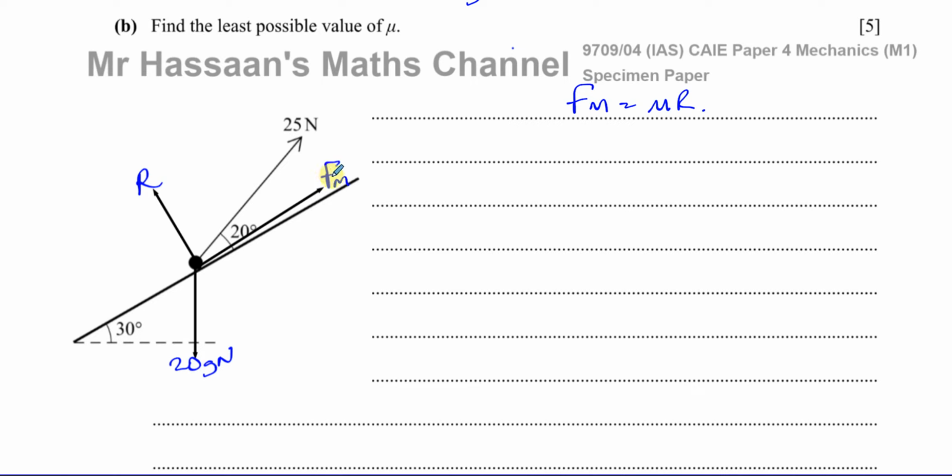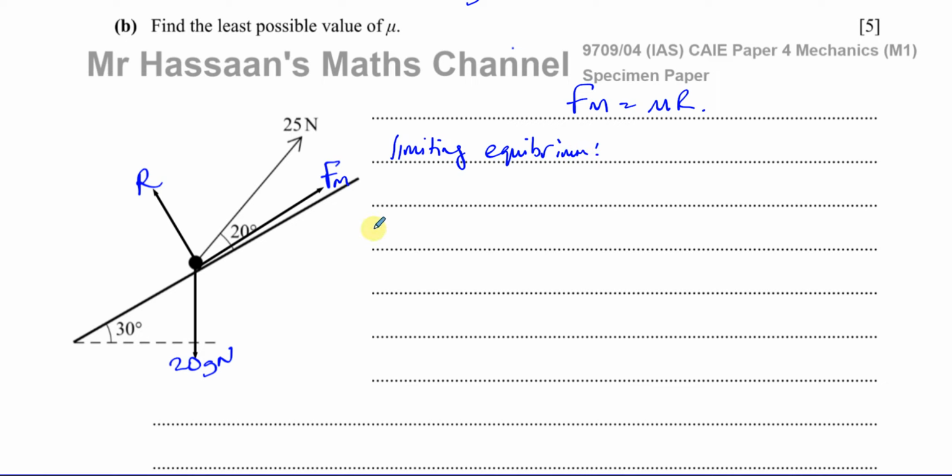So if we were to reduce this force any more, it would slide down the plane. So it's reached its limit. It's in limiting equilibrium. So we have to assume that it's in limiting equilibrium, and then that will give us a minimum value of mu in this situation.